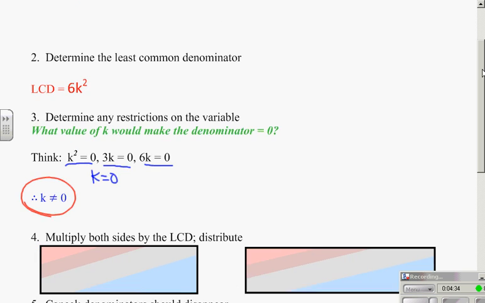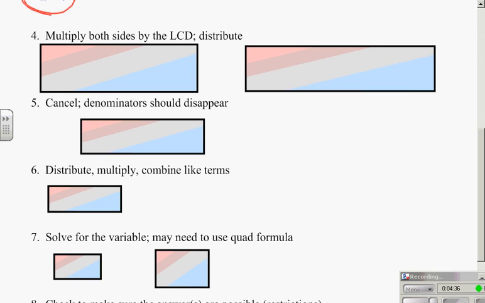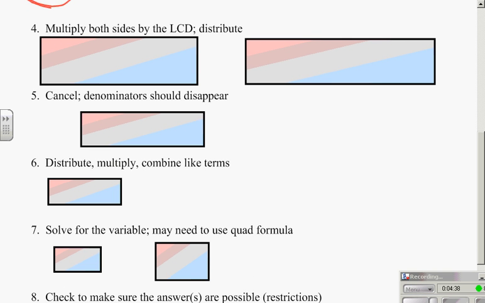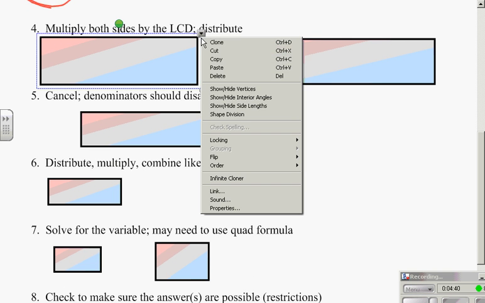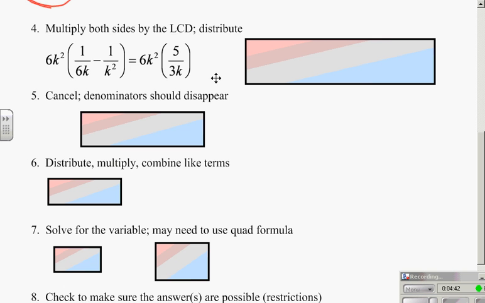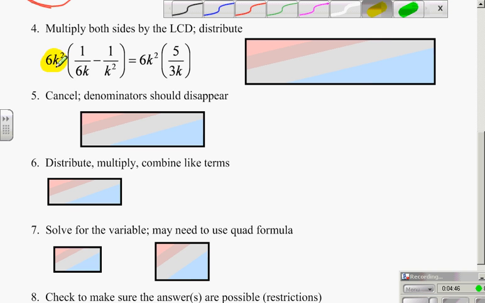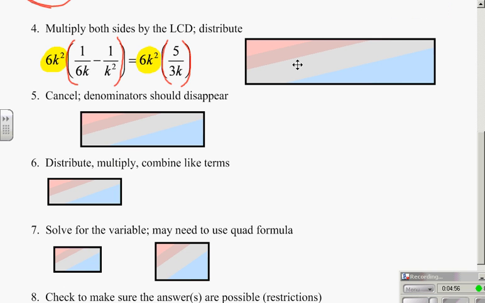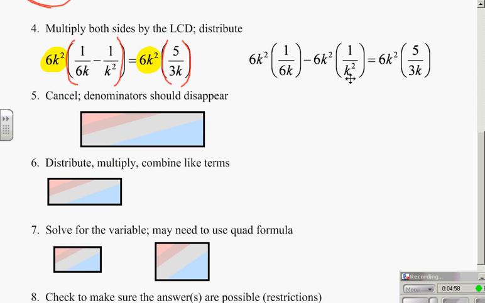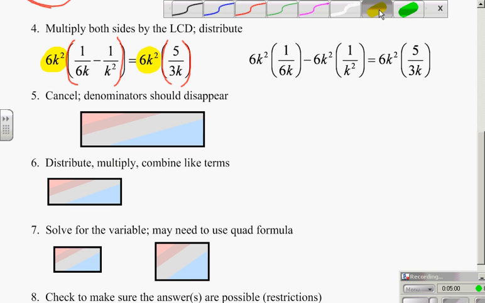So now I'm going to start with the actual process. So now I'm going to multiply both sides by that 6k squared common denominator. And that number is right here and right here. Notice I protected my original in parentheses because I want to make sure that I distribute correctly.